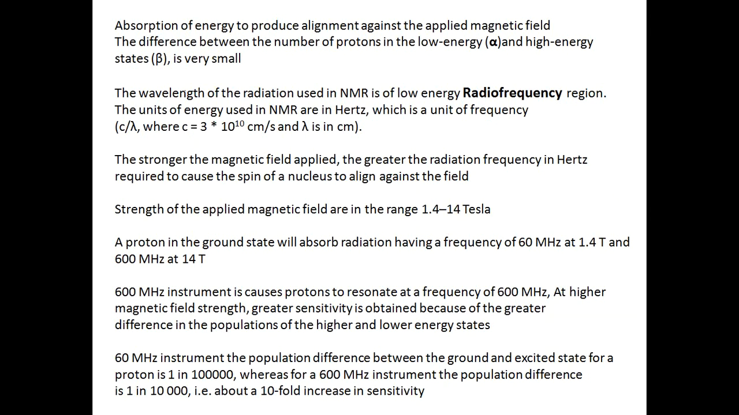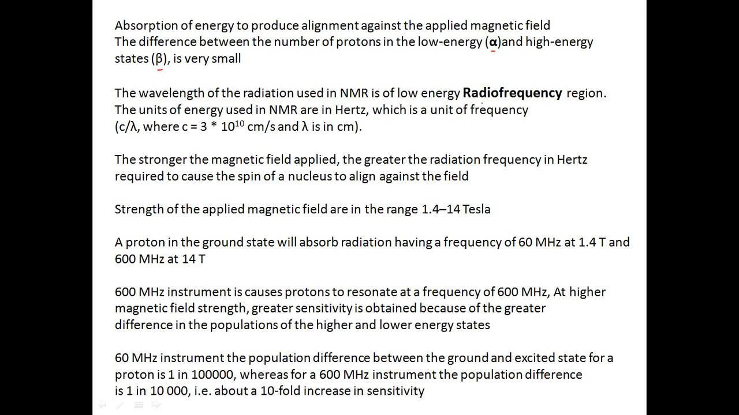So absorption of energy produces an alignment against the magnetic field, and the difference between the number of protons in the low energy state, that is the alpha state, and the beta state is very small. So the low energy state jumps to the high energy state, that is what happens. The wavelength you use is a low energy radio frequency.